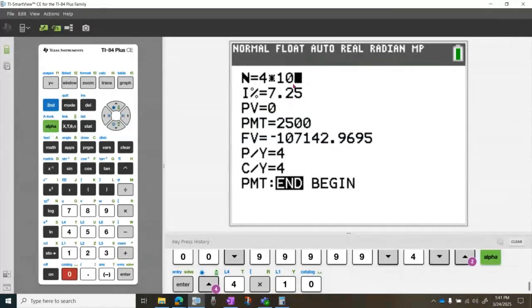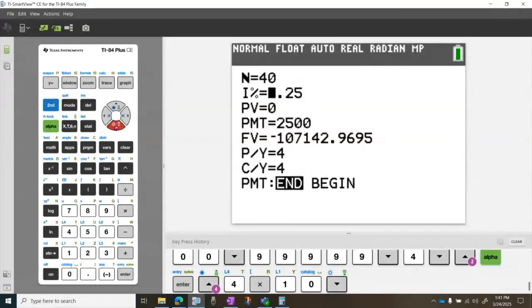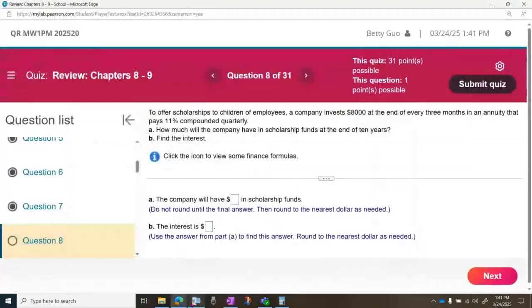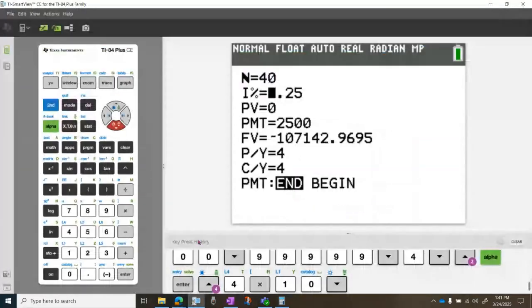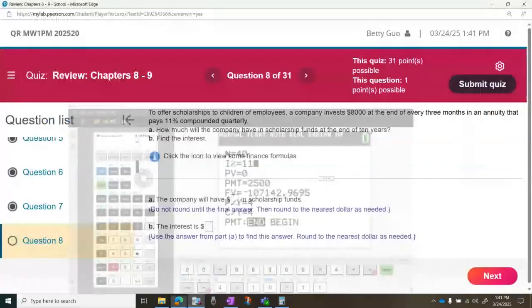So if the company makes a payment 4 times a year for 10 years, then the total number of transactions would be 40, right? Same with the number of times interest is compounded. The interest is compounded quarterly, 4 times a year, for 10 years, 40. Double check it is 10 years, at the end of 10 years. I%, 11%. Always double check your entry.